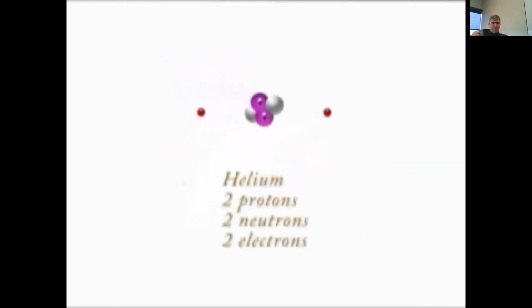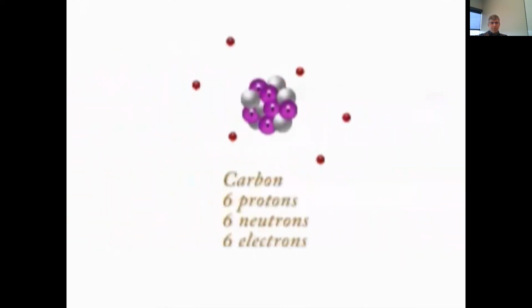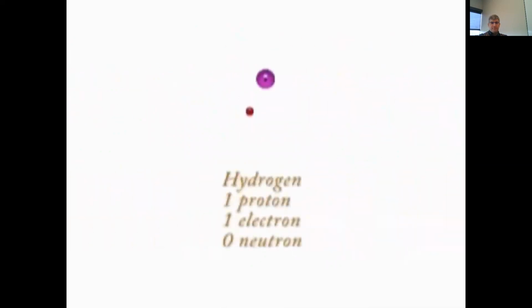Protons and neutrons join together to form the nucleus at the center of an atom, while electrons circle around the outside. An atom always has the same number of protons as electrons, and usually the same number of neutrons. For example, helium has 2 protons, 2 neutrons, and 2 electrons. Carbon has 6 protons, 6 neutrons, and 6 electrons. Hydrogen only has 1 proton and 1 electron, and no neutron.